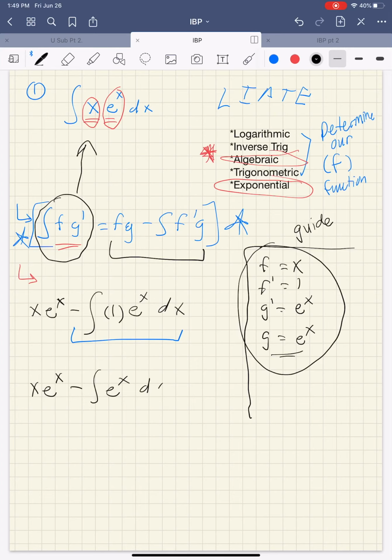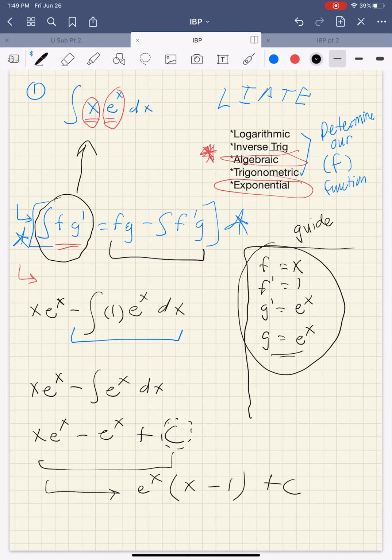The integral of e to the x dx. So we have x e to the x minus e to the x plus c. Can't forget your plus c because it's an indefinite integral with no bounds. Although we could stop here, I'm just going to continue to factor this out to make it look a little cleaner. So we're going to have e to the x times x minus 1 plus c. And that is our final answer.